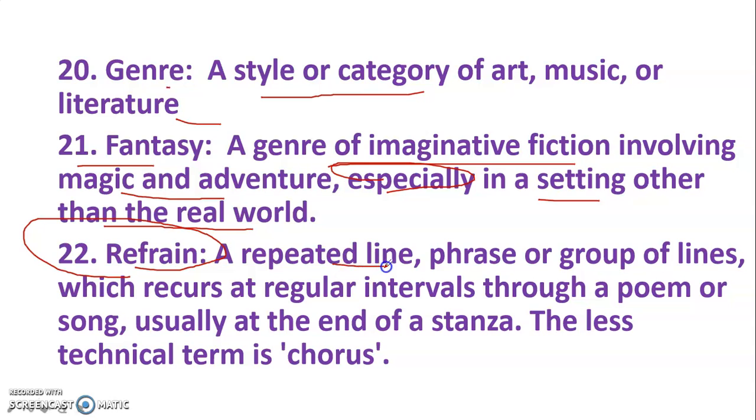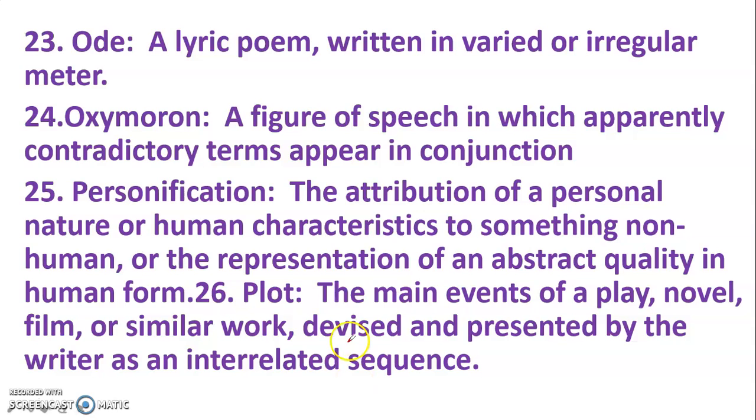A repeated line, phrase, or group of lines which recurs at regular intervals through a poem or song, usually at the end of a stanza. The less technical term is chorus, right? That is also discussed by me. Then ode. What is ode? A lyric poem written in varied or irregular meter. And if you want to know more about this, then please watch my series, What is Poetry, right?